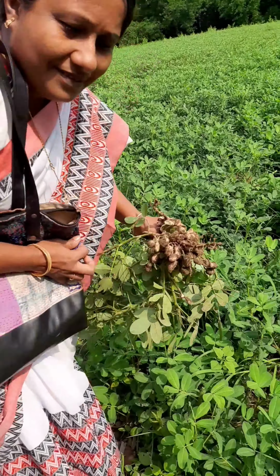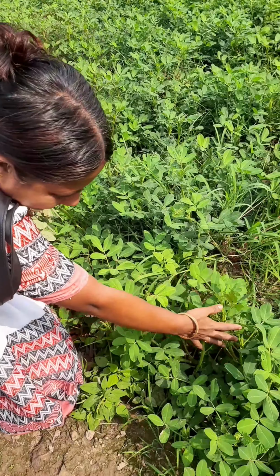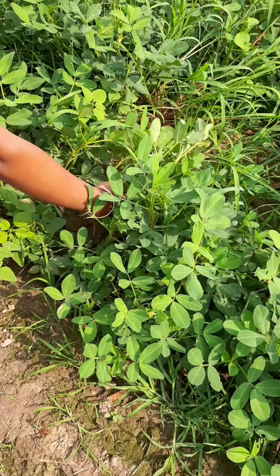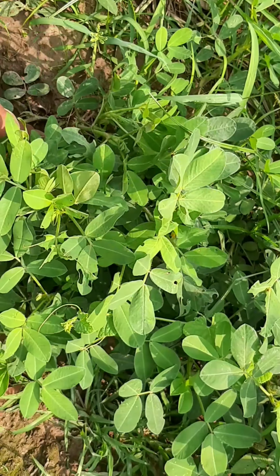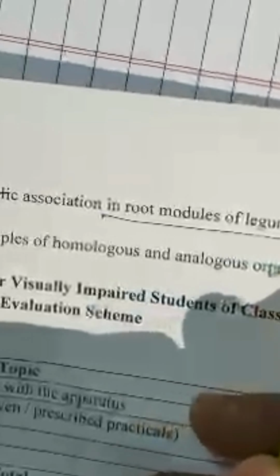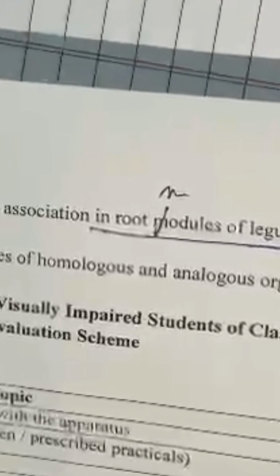Here I am in the groundnut field. You can see I am trying to select one groundnut plant to show you the root nodule. This is a practical activity which is given by the board this year. There is a symbiosis between the leguminous plant's root and the bacteria Rhizobium.